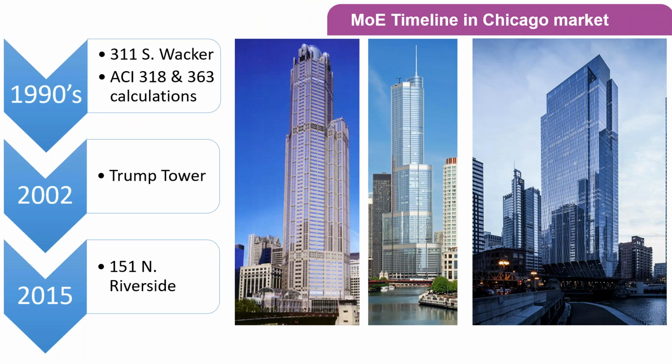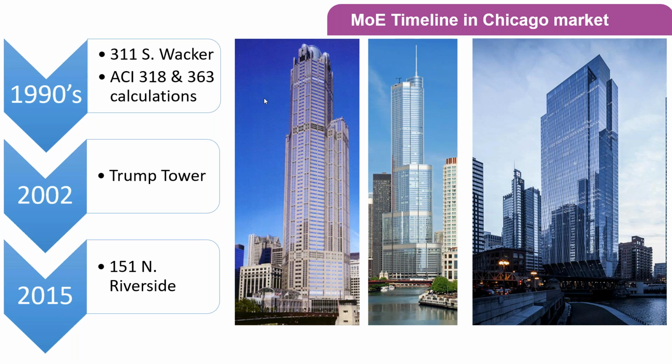To give a bit of perspective specific to modulus of elasticity, the specification within Chicago building has come and gone a few times. In the early 1990s, the building you can see here on the left, 311 South Wacker, was really the first building within the Chicago high-rise market that started to specify any sort of notion of modulus of elasticity. For that, they simply took the calculation from ACI and didn't do any actual testing.